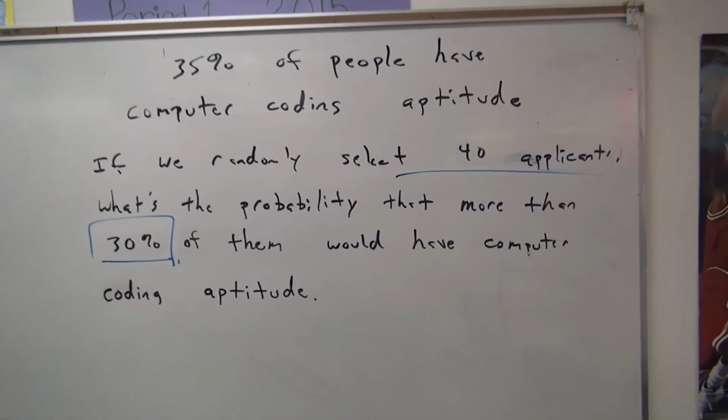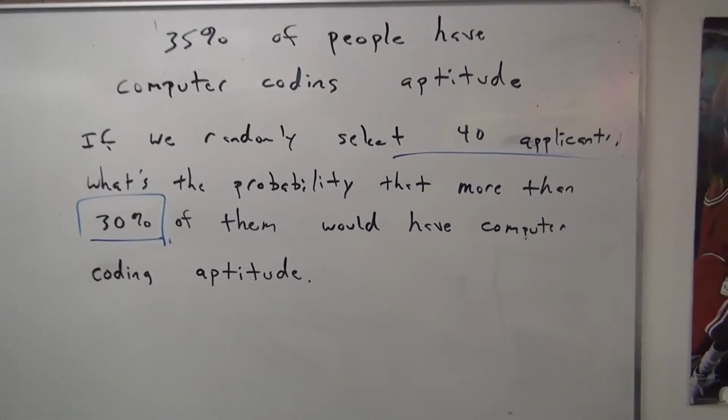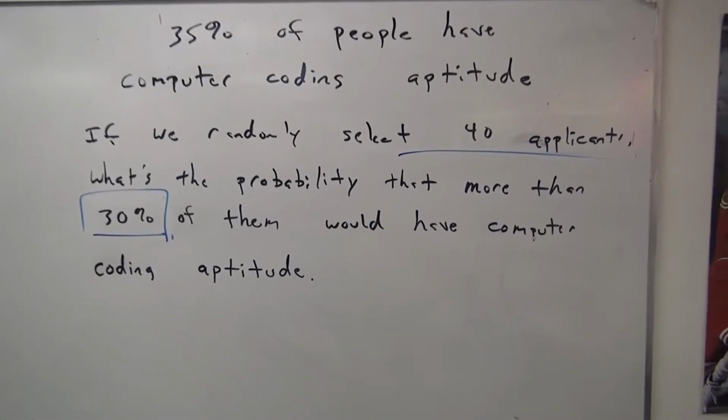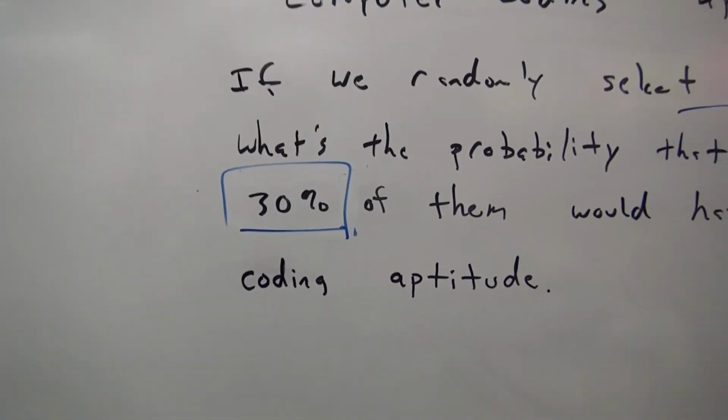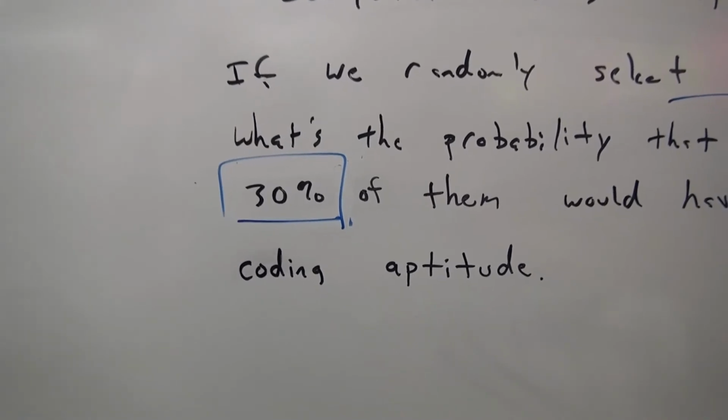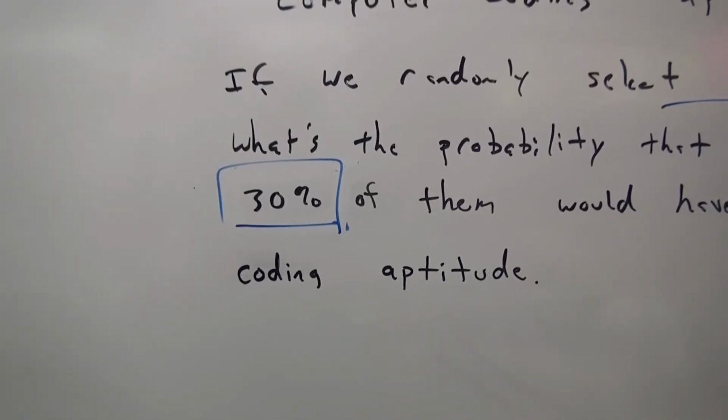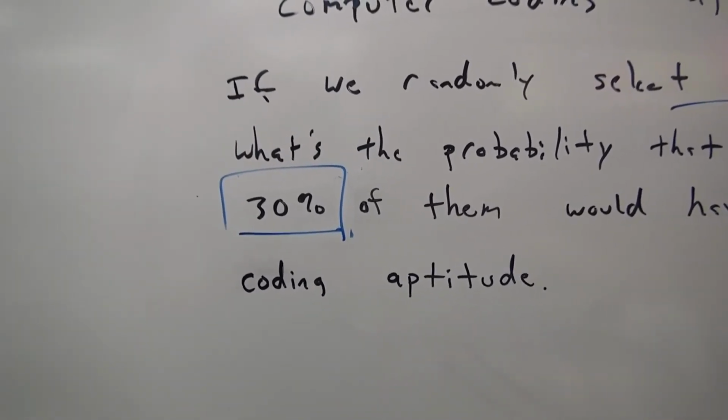That says, ooh, we're taking a sample. I'll bet we're dealing with either sampling distributions of means or proportions. Which is it? I can't wait to find out. By golly, there it is. We're talking about 30%. We're talking about a proportion of the sample having computer coding aptitude.